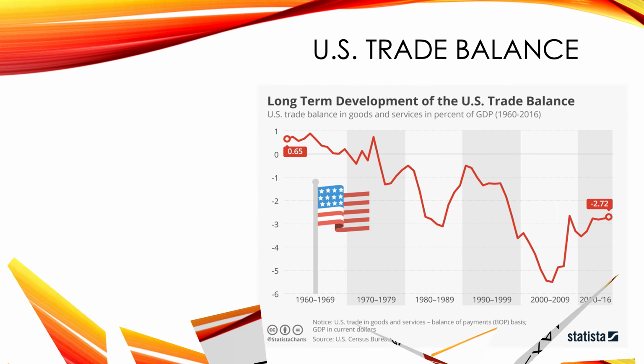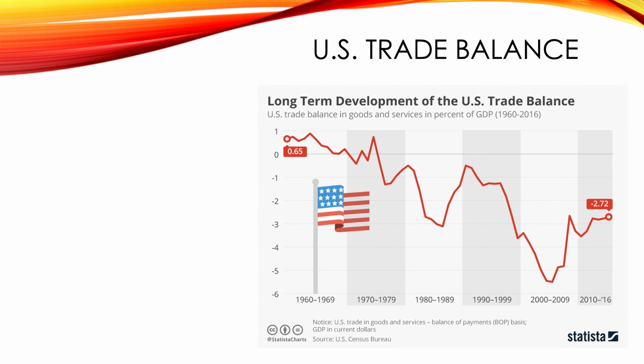So let's look at a little bit of history for the United States here. Since the late 1960s, 1970s, the United States has had a trade deficit. This graph is looking at the trade balance as a percentage of GDP. I'm not going to dwell on that. Long story short, for a very long time, the United States has had a trade deficit. We have imported more dollars' worth of stuff from the rest of the world than we have exported to the rest of the world.